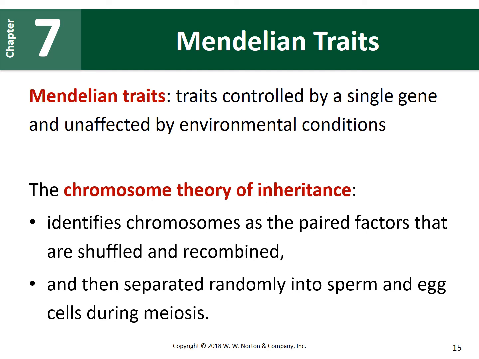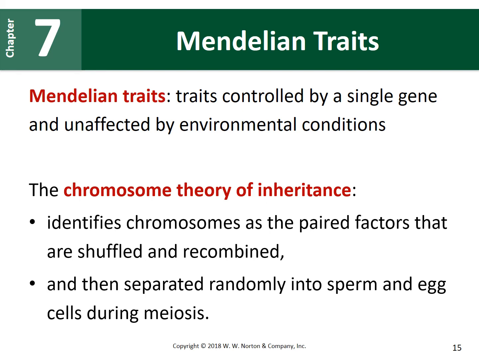These chromosomes are separated randomly into the sperm and egg cells during meiosis, which we just looked at in chapter 6. So remember, we talked a lot about genetic diversity and how those chromosomes are all shuffled up, different ways that they can be separated during meiosis 1 to produce all of that variation that we see.